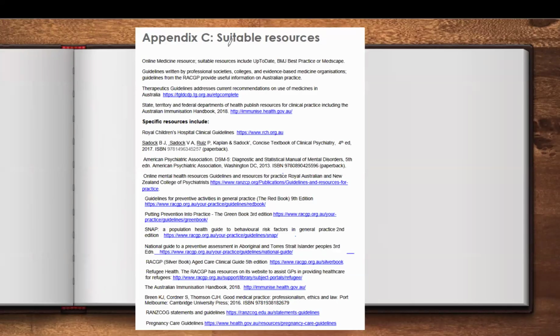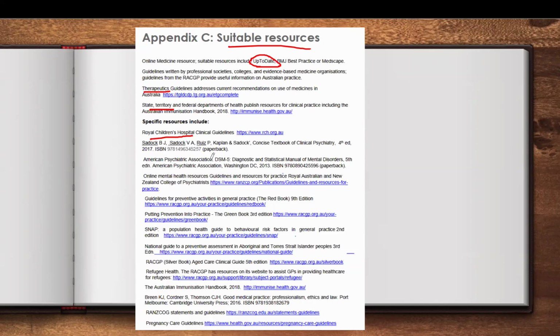So this is a screenshot from AMC, the guidelines they have mentioned. UpToDate is also very good, but obviously it requires a subscription. Not everyone has it. Therapeutic Guidelines, okay, state guidelines. For example, I told you about SA Health.